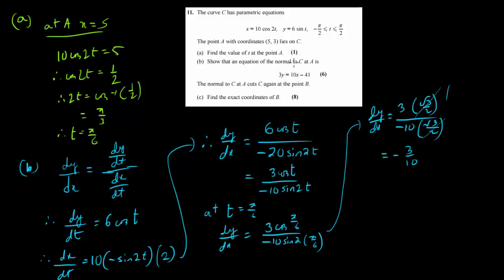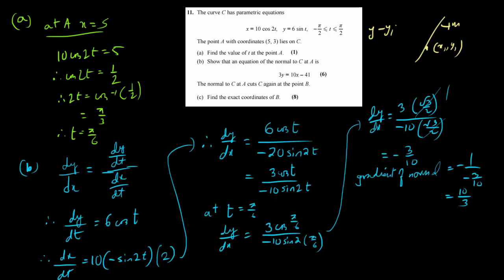So for finding the equation of a normal, we need to know the gradient of the normal. So gradient of the normal is minus 1 by m2, which is minus 1 by minus 3 by 10, which turns out to be 10 by 3. So if you remember the equation of the line from the point slope form, if you have a line that passes through the point x1 y1 and it has a gradient of m, then the equation of the line is y minus y1 equals m times x minus x1.